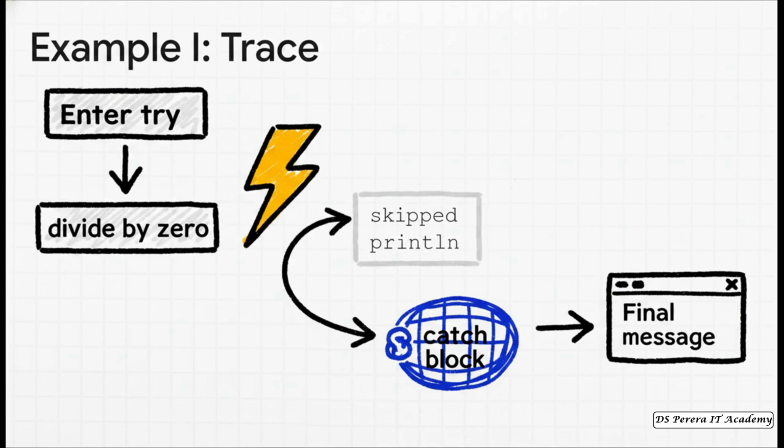All right, let's trace this. First, we jump into the try block. The line int a equals 10, b equals 0 runs just fine.